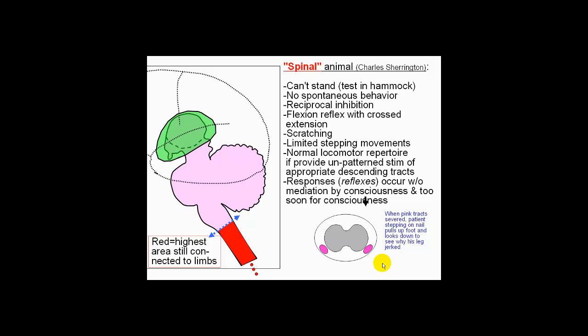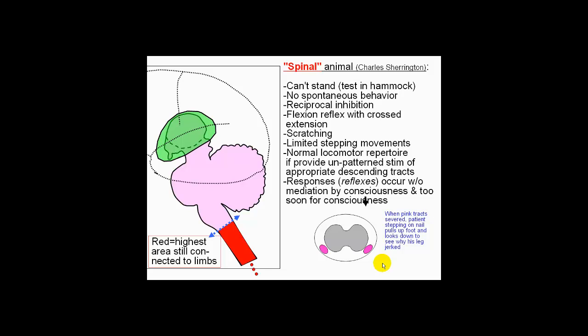In these diagrams, I'm going to put in red the highest area still connected to the limbs or to the body, and the part that we're studying the behavior of. So like you make a cut here, don't remove the tissue, all the stuff up here is still connected to the head and so on, but we're going to ignore what the head is doing. We're only going to look at the parts below this cut of spinal cord that are connected to the arms, the legs, and so on.